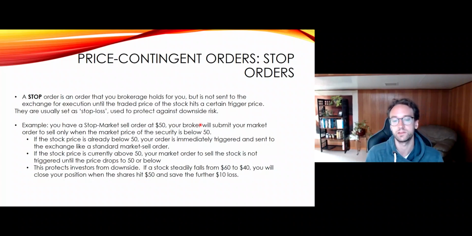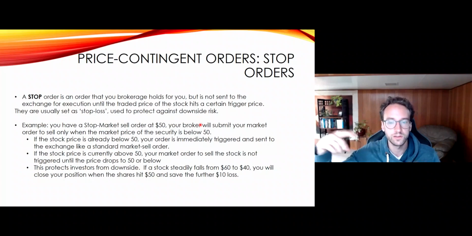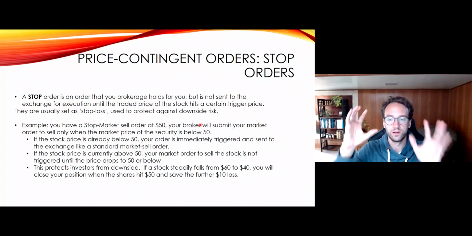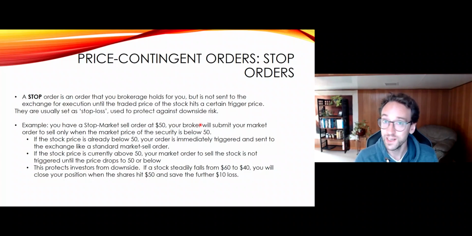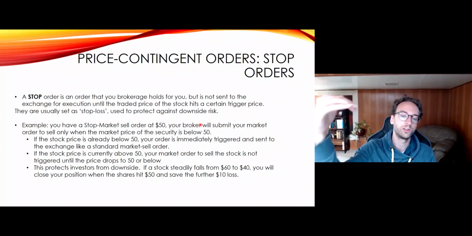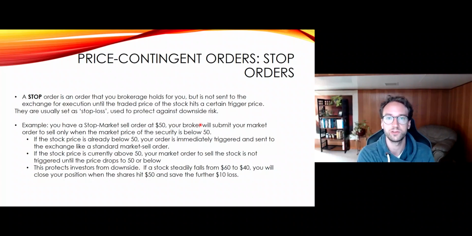If that happens, your market order goes in. Just think about the definitions of stuff and how this works. Your broker sees, oh, the stock is less than 50. Submit a market order to sell. Well, when you submit a market order to sell, you're selling at whatever the current price is. And the price isn't 50, is it? It dropped from 51 to 49, and that's when your stop loss triggered.